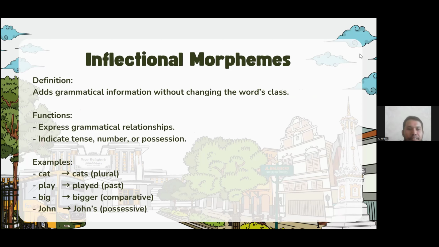Okay, this is the last part. Inflectional morphemes. What is that? Inflectional morphemes add grammatical information without changing the word's class. What is the function? There are two functions. The first, express grammatical relationships, and the second indicates tense, number, and possession. Example, cat singular, cats plural. Play, simple present. Played, simple past. And big, bigger, this is comparative. And the last, John and John's, it's about possessive.